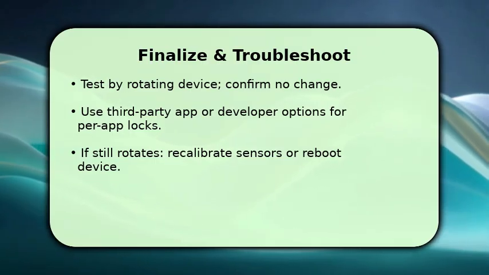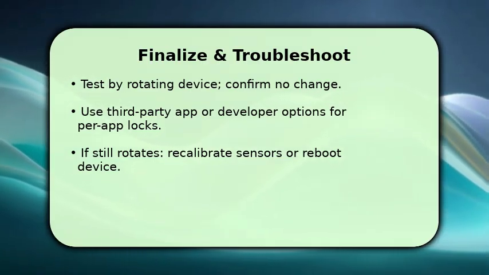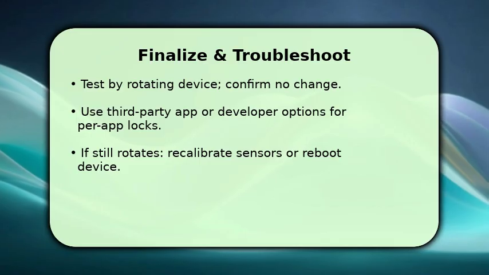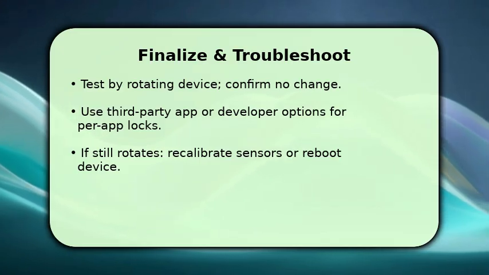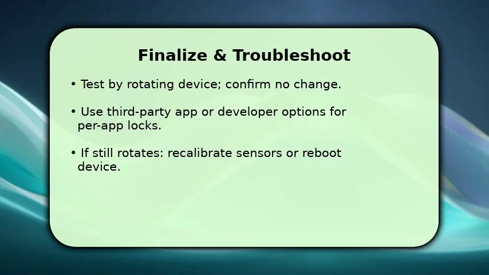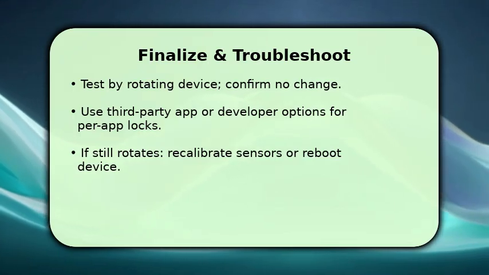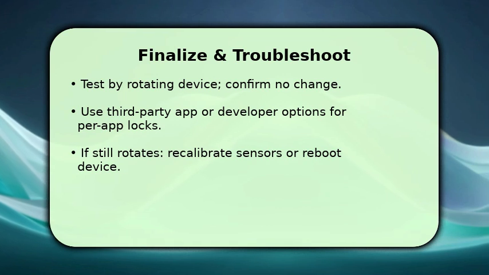If the screen still moves, recalibrate the accelerometer via built-in tools or reboot the device and remove any magnetic mounts near sensors. Tip: if recalibration fails, inspect for hardware damage. Replace sensor or seek repair.